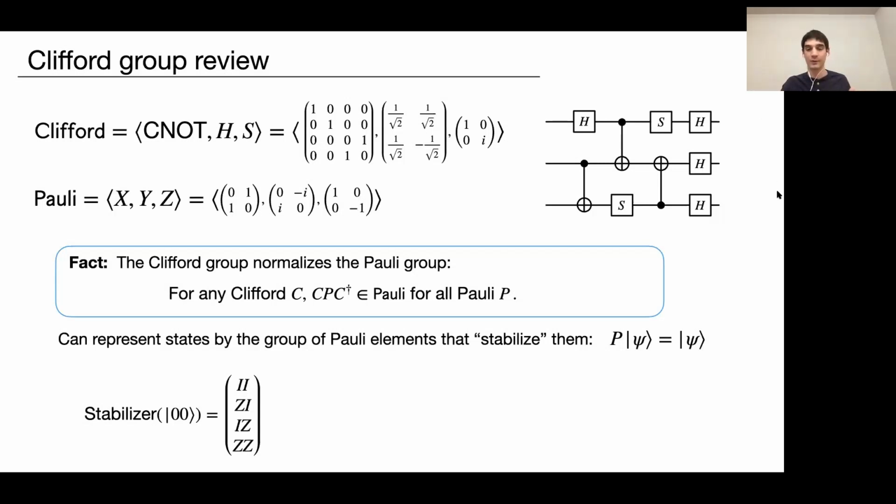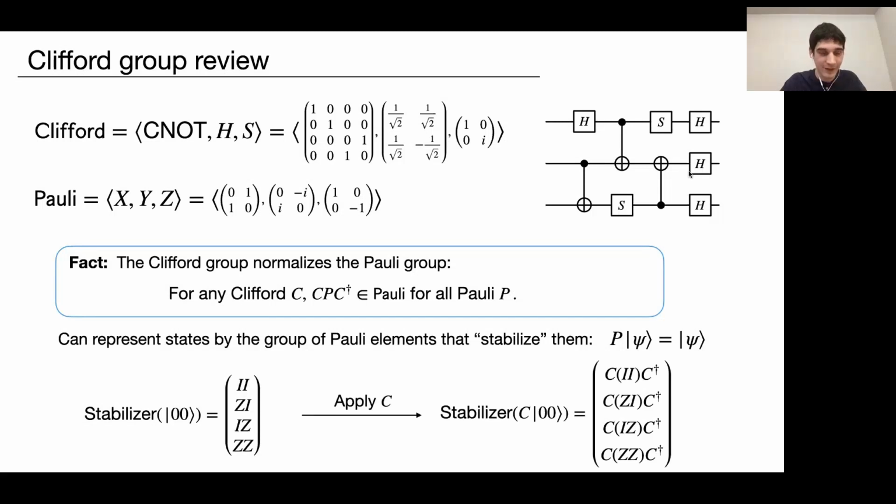What happens when we apply some circuit C to the stabilizer group, to the state? It's not too hard to check. It's sort of an exercise that whatever stabilizer group I had before, so in this case II, ZI, IZ, and ZZ, the new stabilizer group is whatever I had before, except conjugated by the Clifford circuit. It's not too hard to convince yourself that this is the case. These new operations will stabilize your new state. And because the Clifford group normalizes the Pauli group, all of these elements are themselves Pauli. So we're always just keeping track of a group of Pauli elements. Okay, and this will feature prominently later on in the talk.